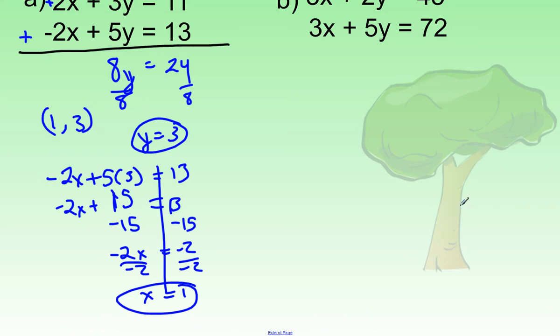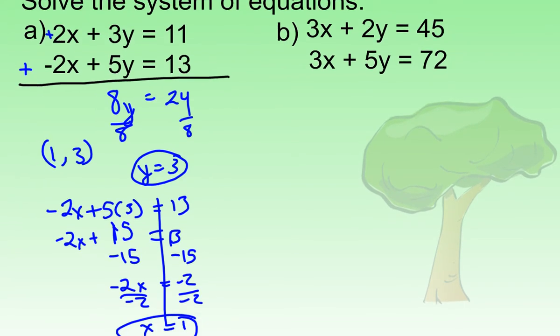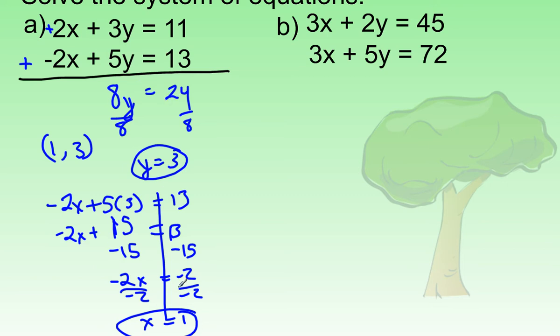And you're thinking in your head right now, Mr. Henry, you said that most people use the other method. So this one was so much quicker. Look at that. That was much less work. The problem is this one happened to be set up nice and pretty where you could just add them straight up and down and one of them already canceled out. Most of the time that doesn't happen.